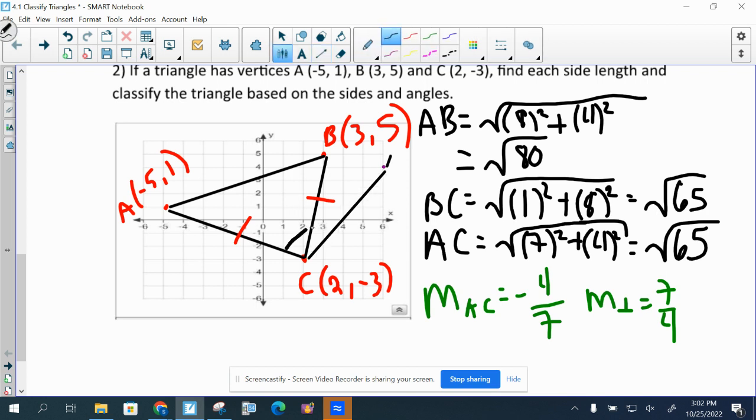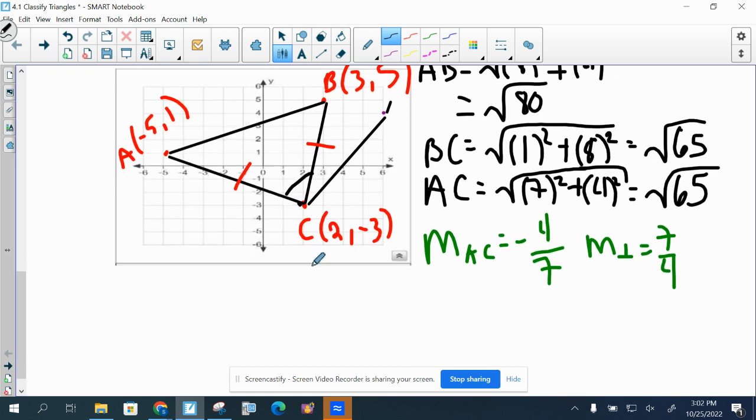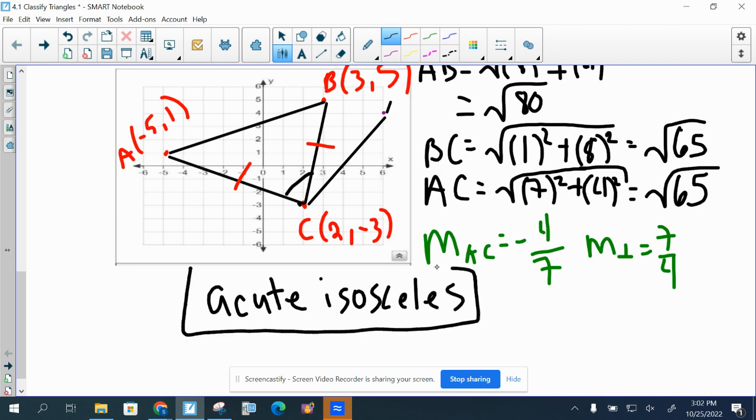Therefore, the angle that we have is less than that. So this is an acute angle. So it would be isosceles and acute. Doesn't matter what order you put them in: acute, isosceles. And you can't just say acute. You have to do this work to prove that it is acute and not a right angle and not obtuse.